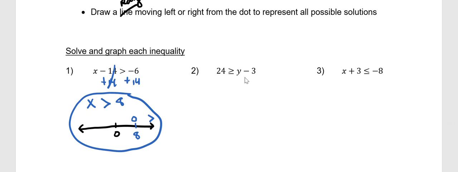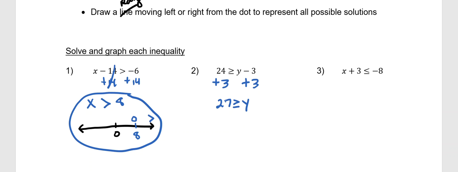Now, if we move on to the next problem, another inequality. Again, we see subtraction in the problem, so we want to undo that subtraction with its inverse addition. So we'll naturally get rid of the minus 3 by adding 3 to both sides. 24 plus 3 is 27, is greater than or equal to y.